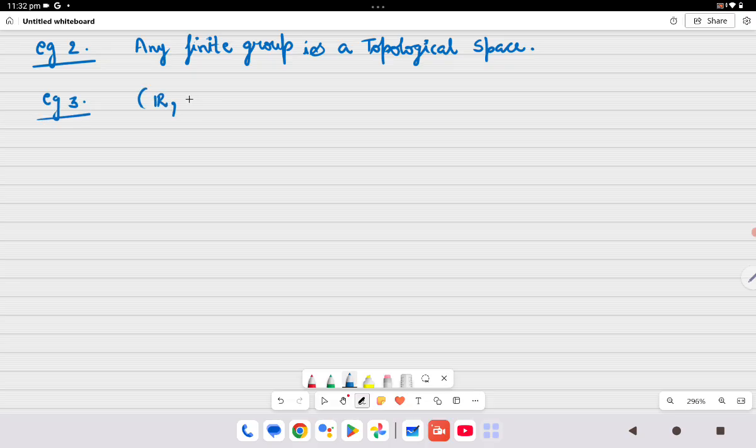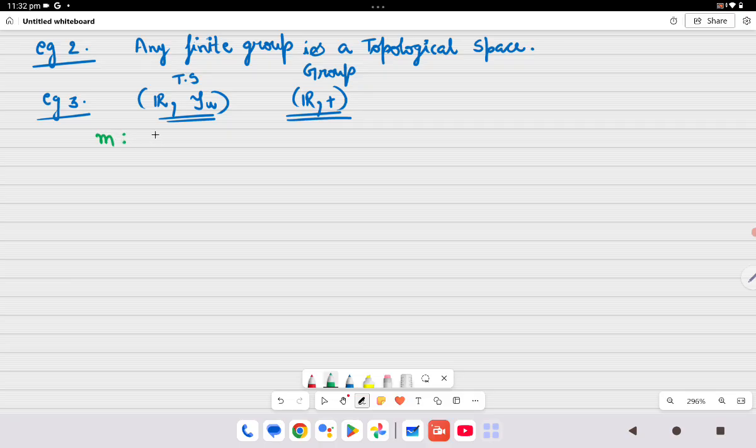Okay, now example number 3 is R with the usual topology. Okay, so as a group we are considering right now R with respect to addition, and as a topological space we are considering R with respect to the usual topology. Okay, so this is also a topological space. So what do we need to justify? We need to justify just the continuity of the multiplication and the inversion map.